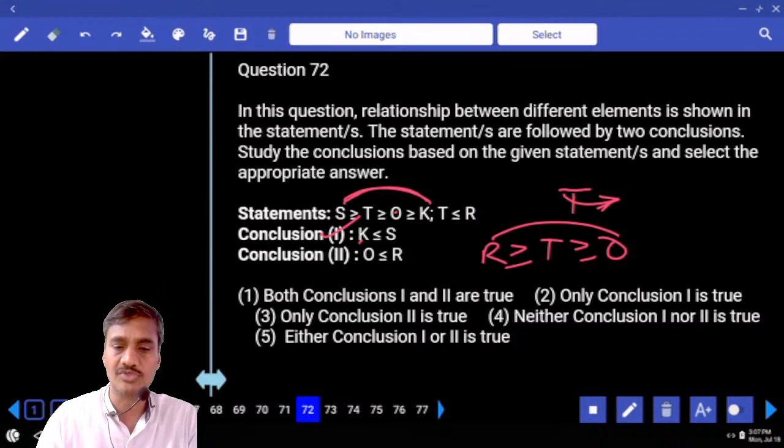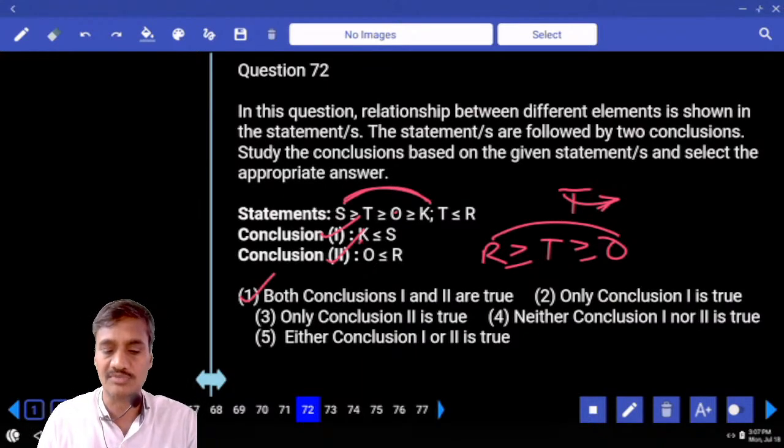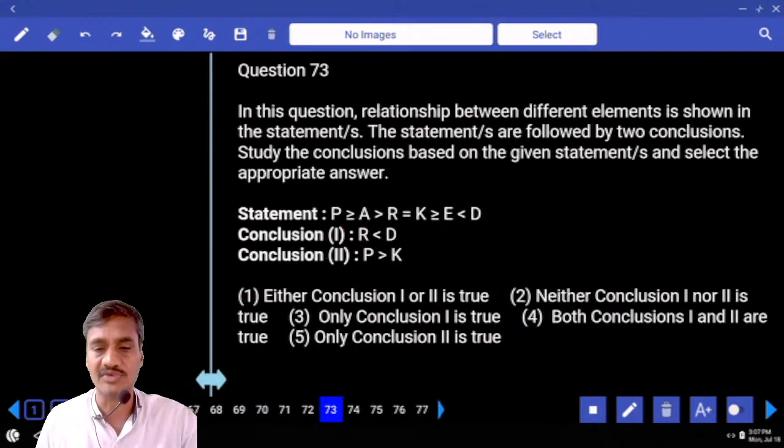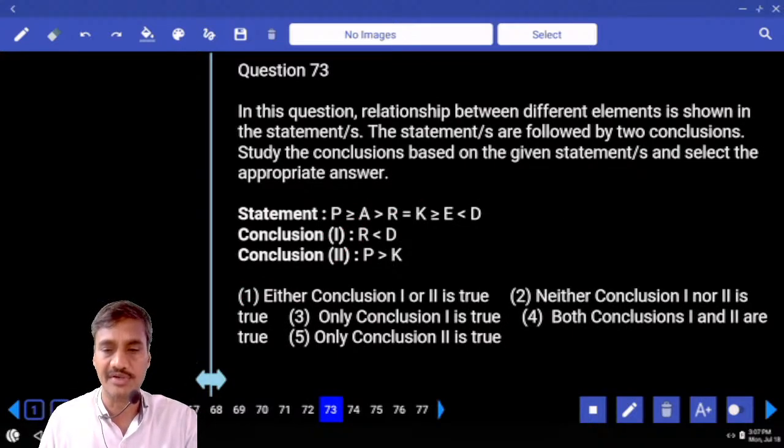R greater than or equal to O less than or equal to R, both 1 and 2, choice 1, question number 72. Then 73, the relation between R and D. Now between R and D, one greater than, one less than, two opposite symbols, no relation.